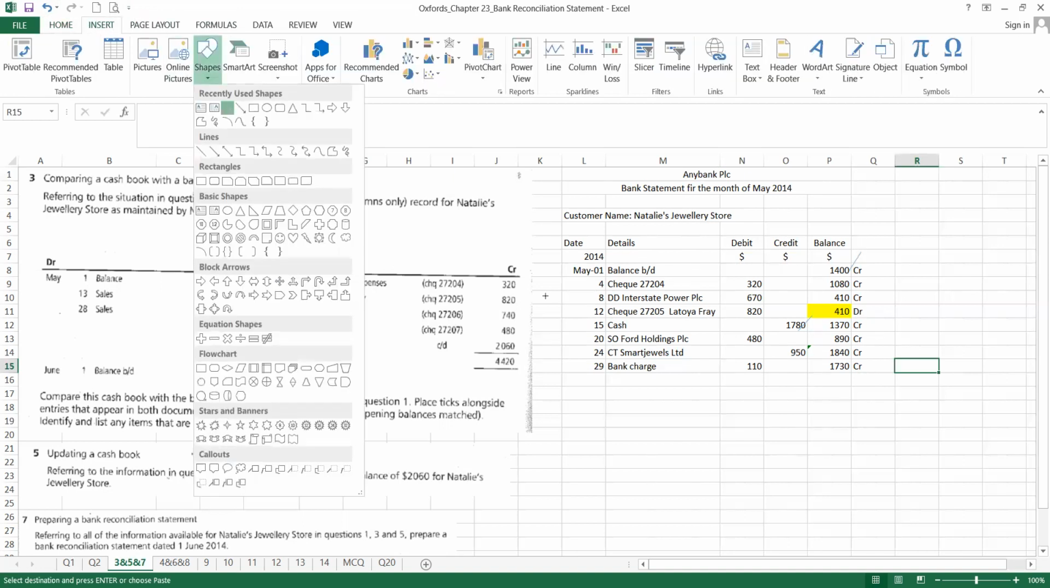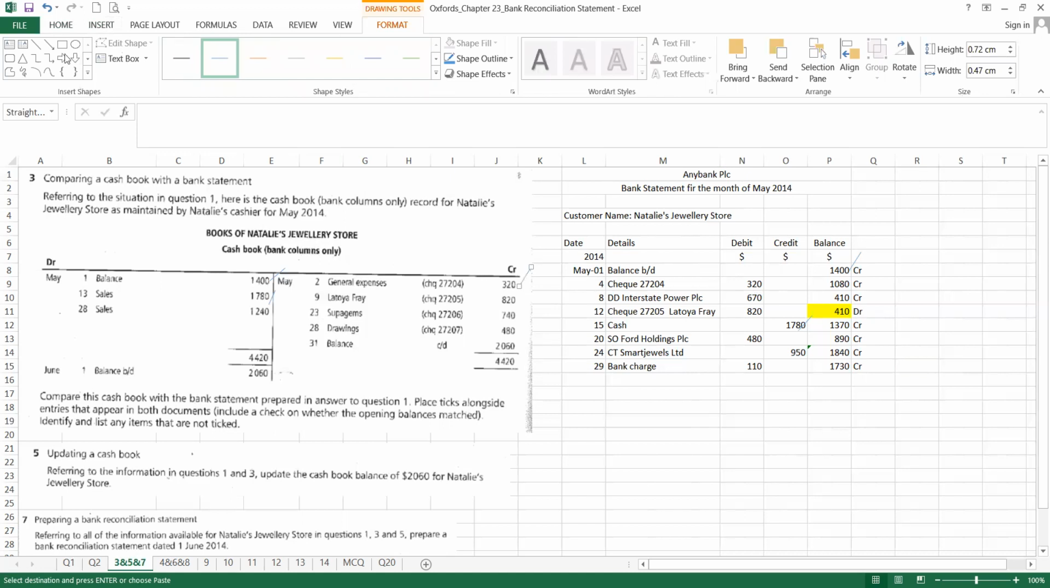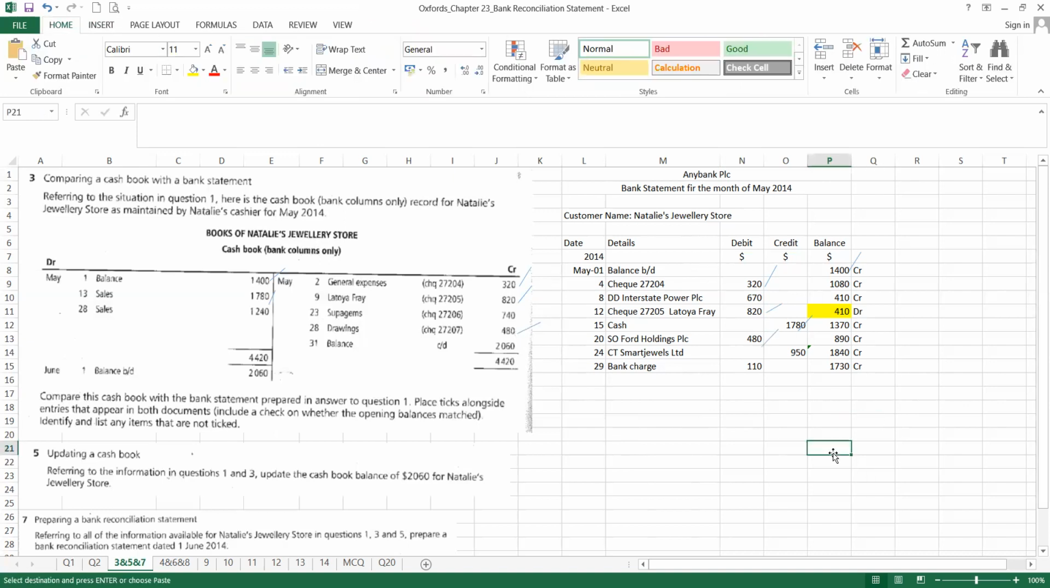Now look at the credit. Put a tick for those that you see. So 32, 820, 820. 740 doesn't have. 480, yes, 480. Okay, that's all. No more. Okay, this is what we have now.